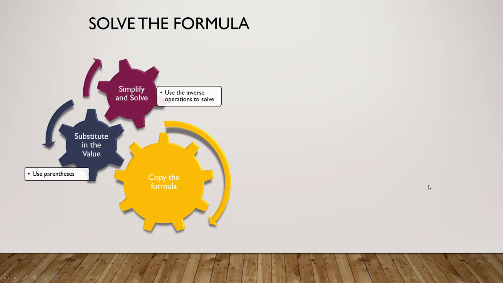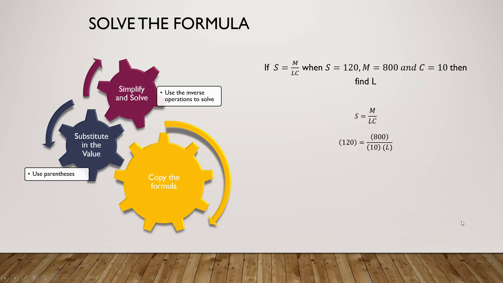In the second example, if S is equal to an M over LC, when S is equal to 120, M is equal to 800, and C is equal to 10, then find L. So again, starting with the formula, we then make the substitutions, being sure to use parentheses, and we have 120 is equal to 800 over 10L. Simplifying what we can, 800 divided by 10 is 80. This gives us 120 is 80 over L.